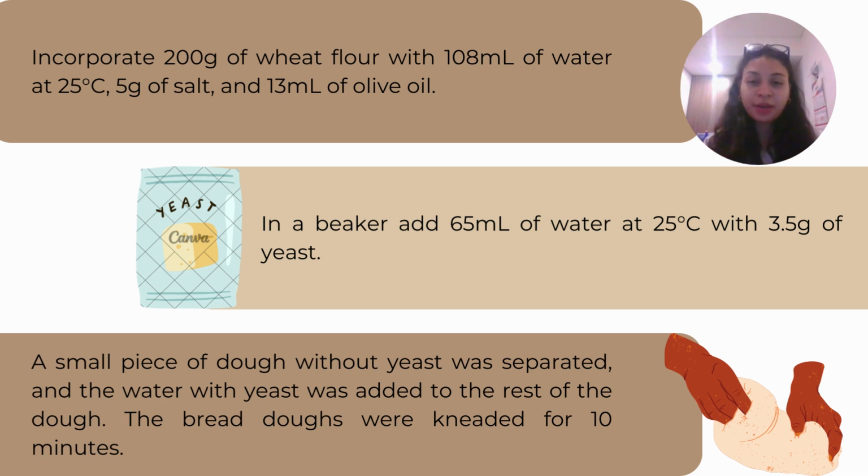In a separate beaker, 3.5 grams of yeast and 65 milliliters of water at 25 Celsius were added and mixed. And finally, a little piece of the first dough was taken out in order to analyze its rheological properties before the yeast was added. And the rest of the dough was mixed with the yeast and water, and it was kneaded for around 10 minutes.